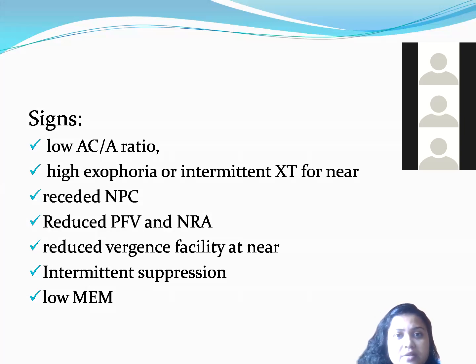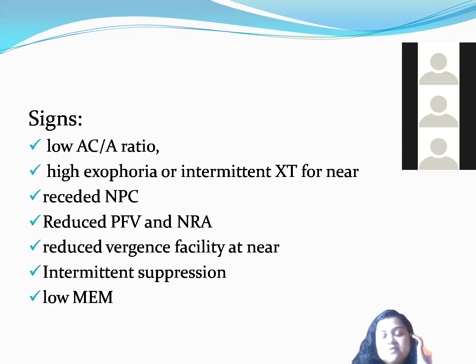Definitely there will be a reduced convergence facility. Okay, there may be an intermittent suppression, there may be a low MEM value. Low MEM value means the lag of accommodation is lower than the normal lag of plus 0.5 to plus 0.75. So intermittent suppression, why does it happen?